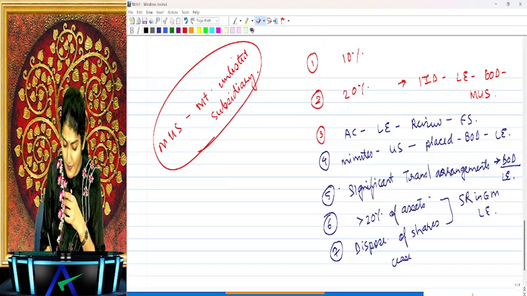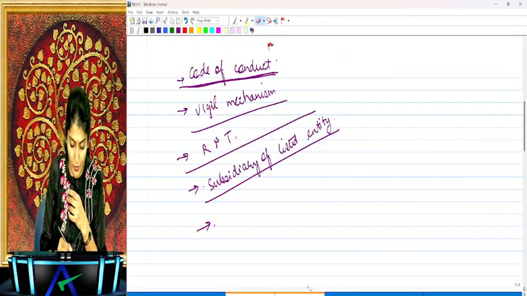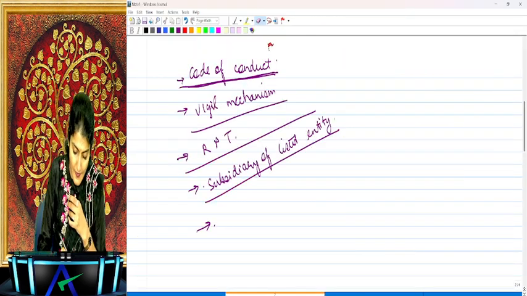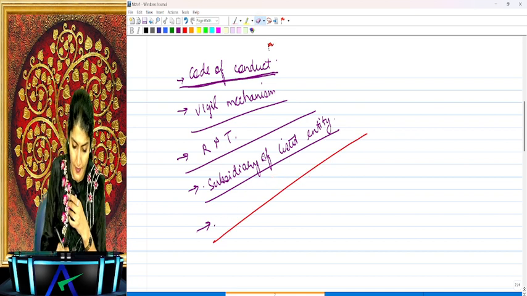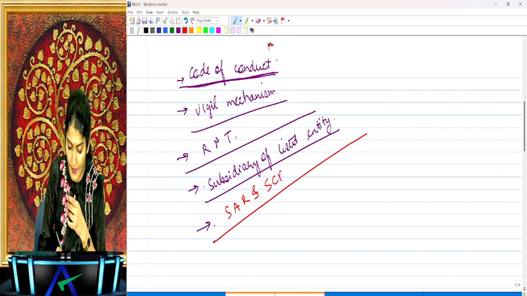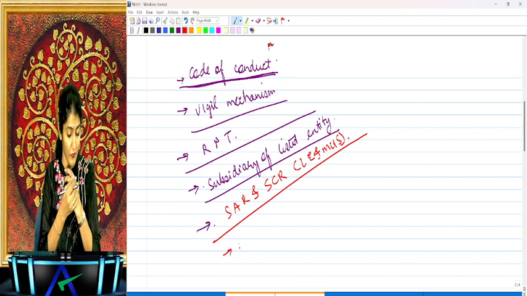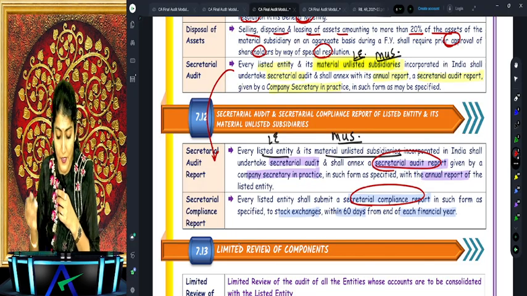So that is the discussion regarding the subsidiary of the listed entity, and then the secretarial audit report and the secretarial compliance report. Are you understanding that? Secretarial audit report and the secretarial compliance report by listed entities and the material unlisted subsidiaries. Is it clear to everyone? Okay. Right. Now coming to the next discussion.